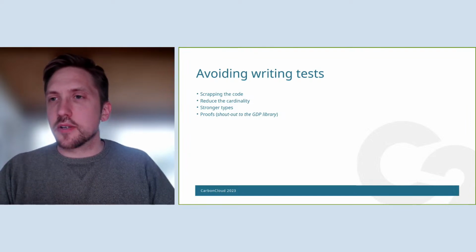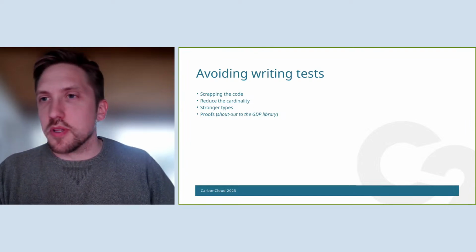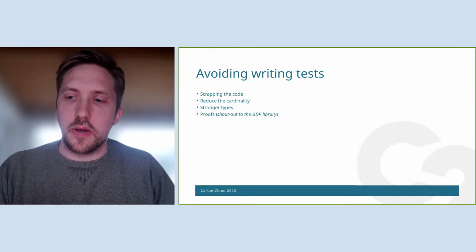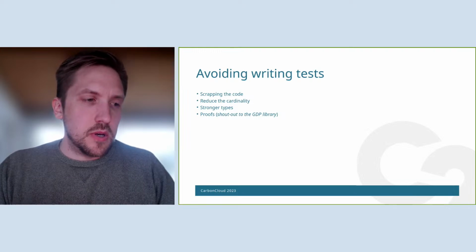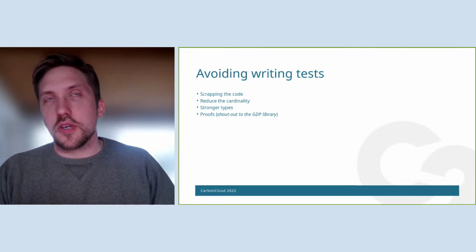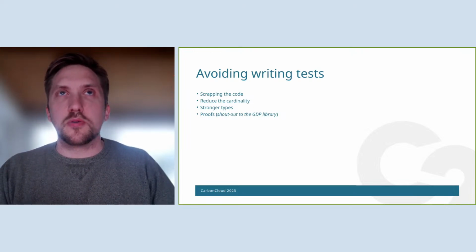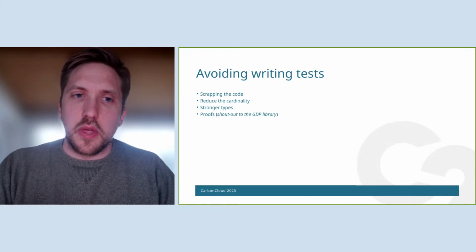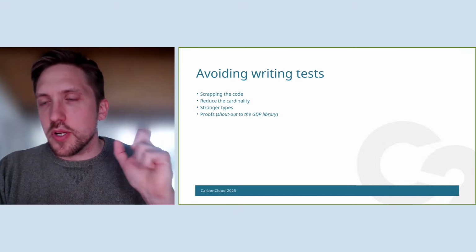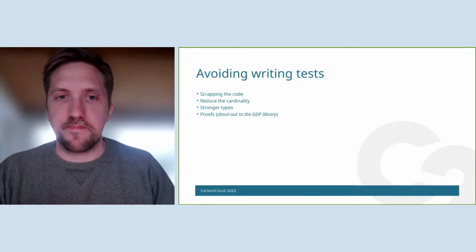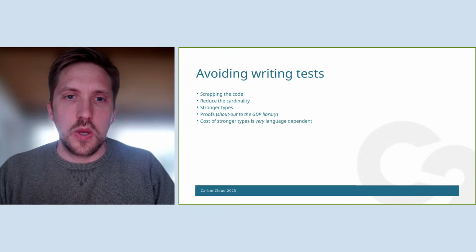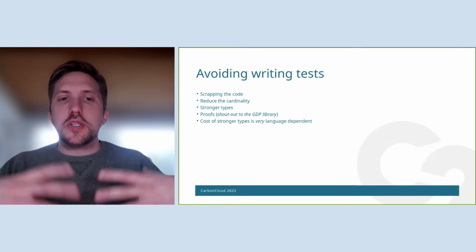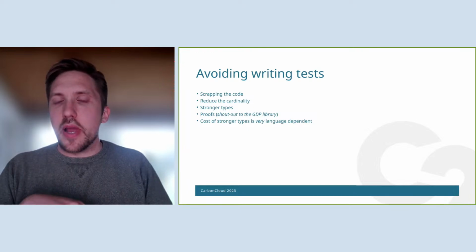For instance, Haskell has a much better type system than many languages, but I say it still has a lot of shortcomings when it compares to what I would wish it would be able to do. And the GDP library is a really good tool to bridge that. And the cost of stronger types, if you want to increase how strong a type is, is very language dependent.